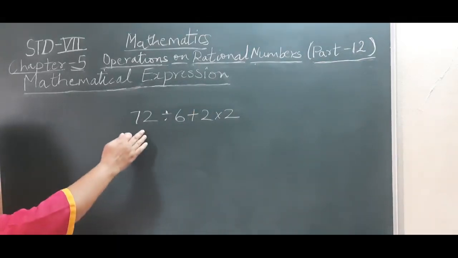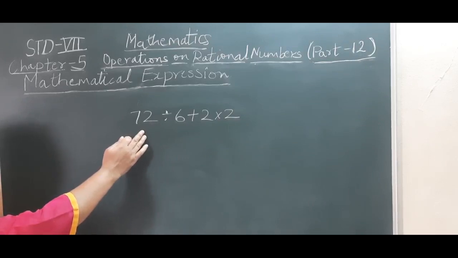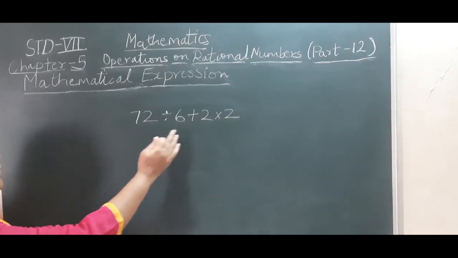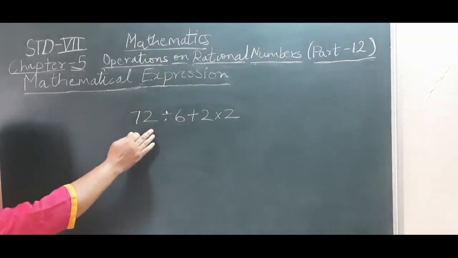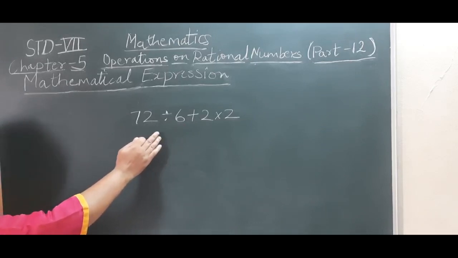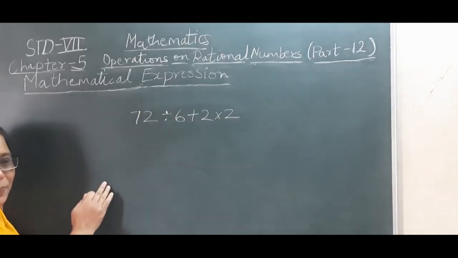We can solve this in different ways. Different children will solve it in different way by following the different orders. But children, will it be correct? No. So we have to follow some rules in a proper order to solve these examples.